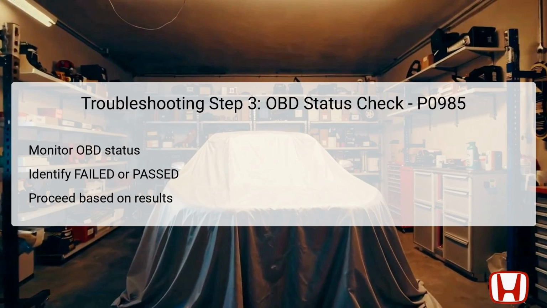In the third step, begin by starting the engine with the shift lever still in Park P position, waiting at least 1 second for system stabilization. Access the OBD status through the HDS, monitoring the status of DTC P0985 in the DTCs menu. If the HDS indicates a failed status, this confirms the problem persists and further diagnostics are needed.